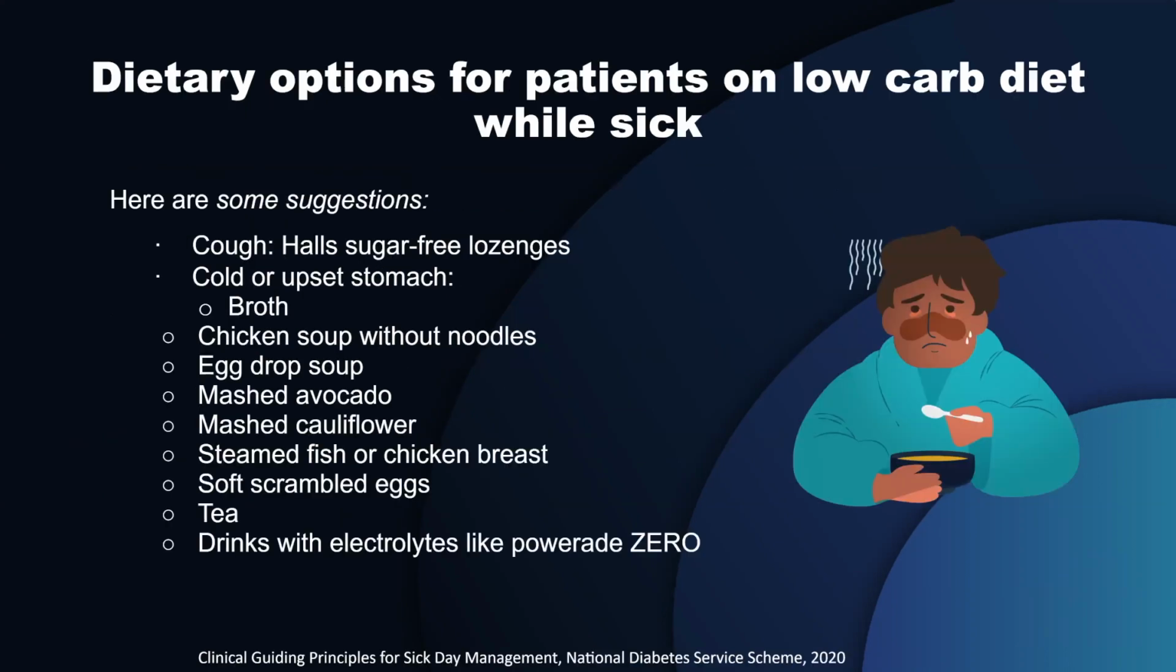Some dietary options for patients who are trying to stick to a low carbohydrate diet when they're sick. And these are patients who are doing pretty well and not getting dehydrated and have stopped their SGLT2 inhibitor if they're on one. And they want to stick with lower carbohydrate foods on their sick days. They can eat some of these things: chicken soup without noodles, mashed cauliflower, chicken, fish, eggs, tea, and electrolytes without sugar in them.